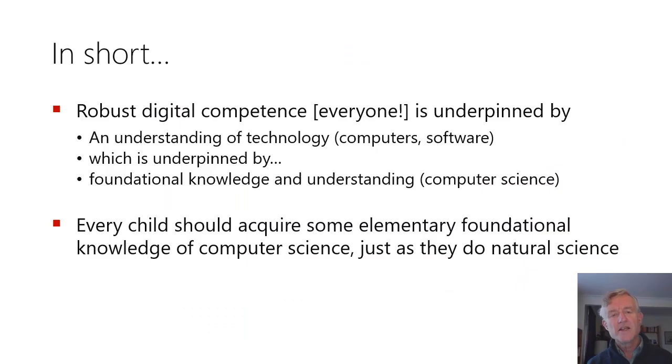So the overall message I'm trying to convey here is that the robust, resilient digital competence that everybody needs is underpinned by an understanding of the technology, the engineering layer that underlies it, and that in turn is underpinned by the foundational knowledge and understanding, at least at an elementary level, of the subject discipline that underlies it. And so I think that every child should acquire some elementary foundational knowledge of computer science, just as they do of mathematics and natural science, and for exactly the same reason, because it empowers them and gives them agency in the world, rather than treating it all as magic.